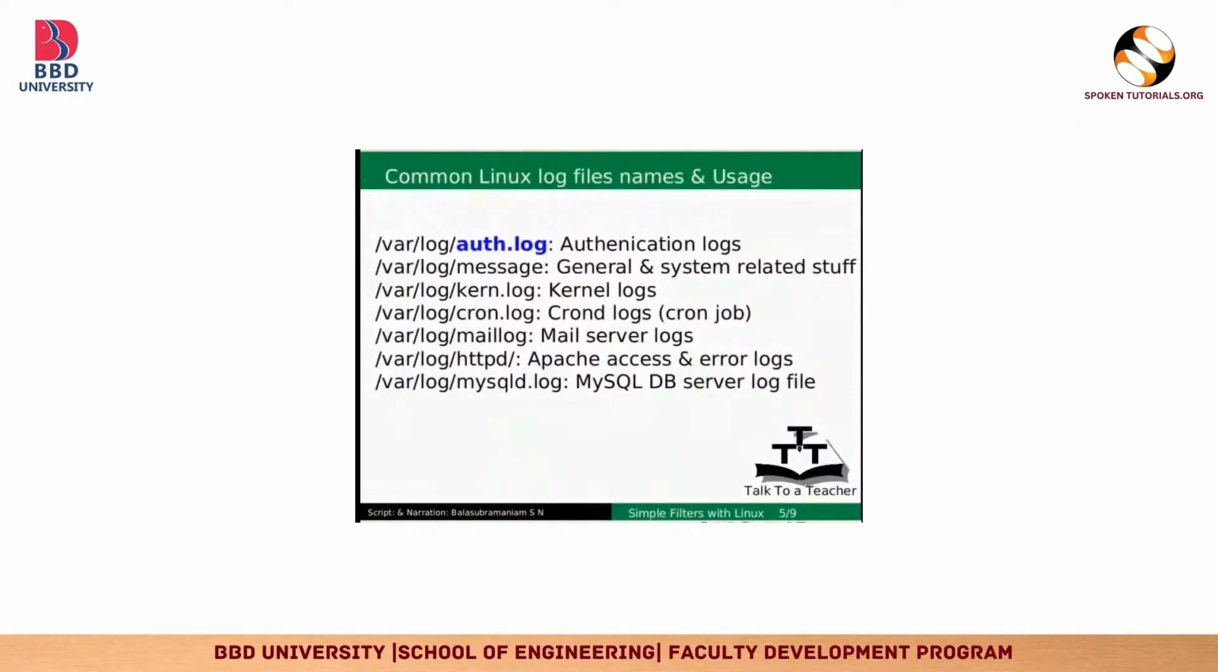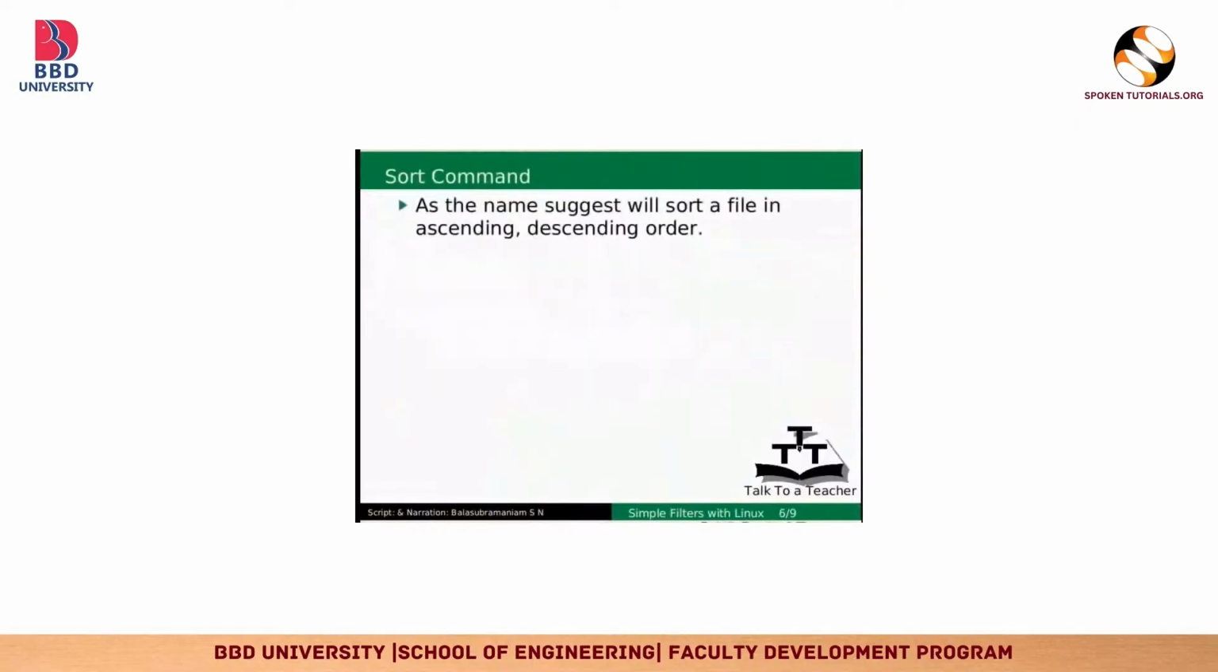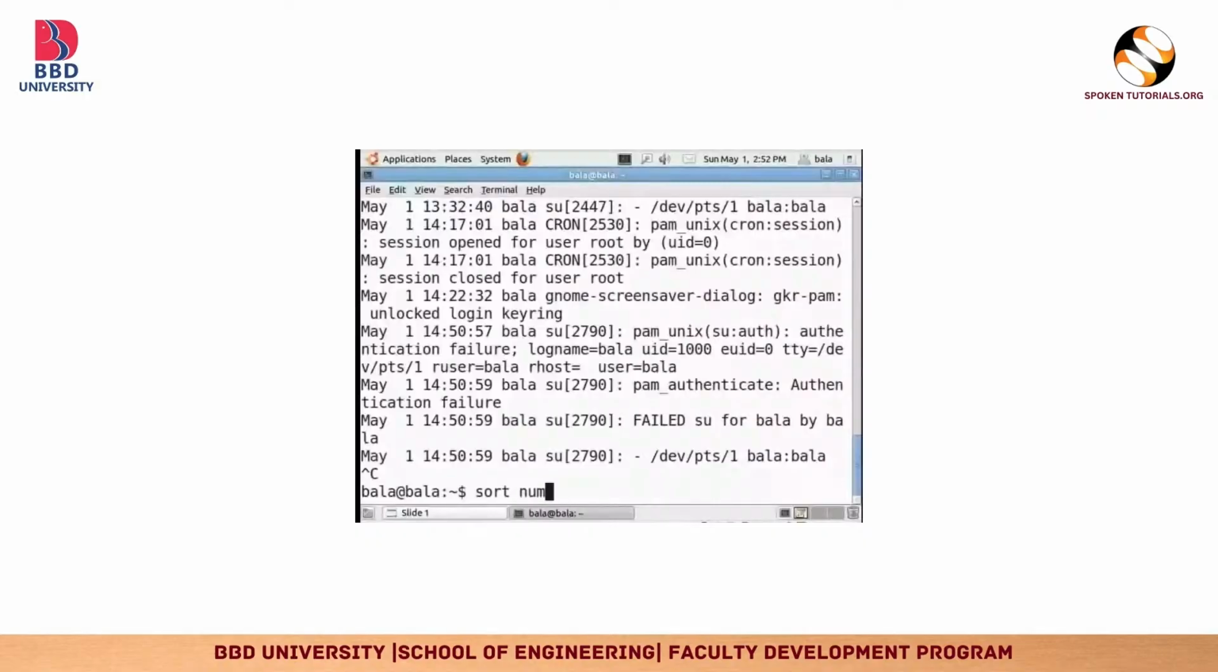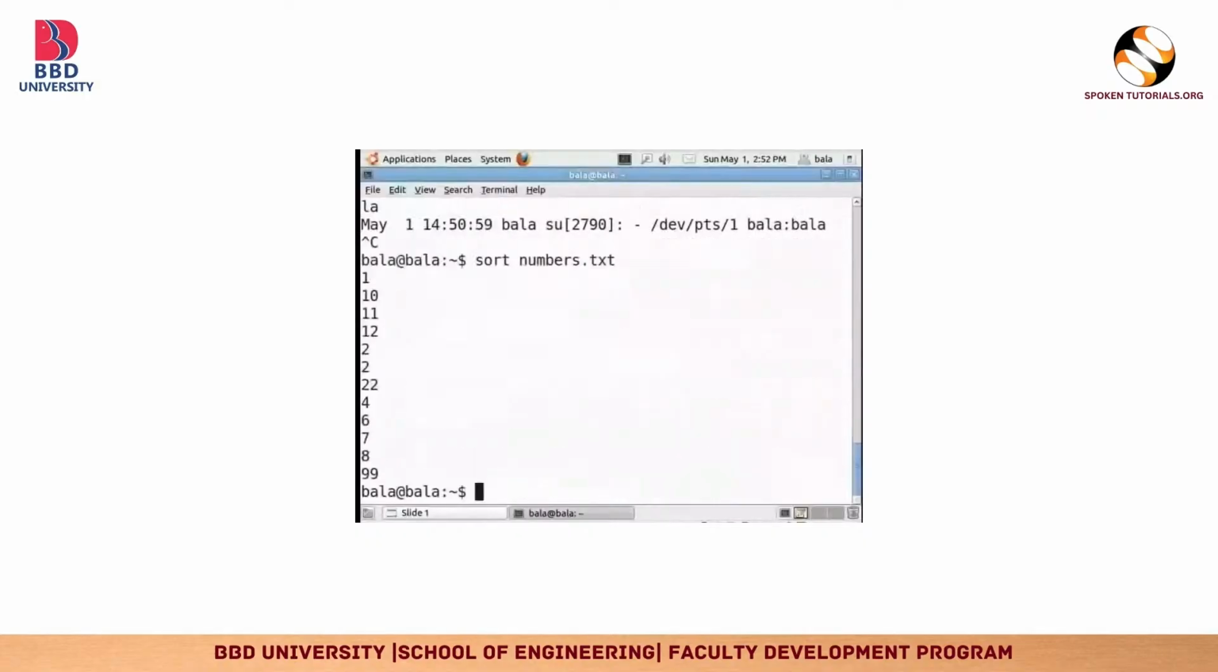Sort command, as the name suggests, will sort a file for us in both ascending and descending order. Sort numbers.txt. This would sort our numbers.txt file in ascending order. Notice something is strange in there. Sort just looks at the first character to sort, so 10, 11 and 12 appear before the number 2.